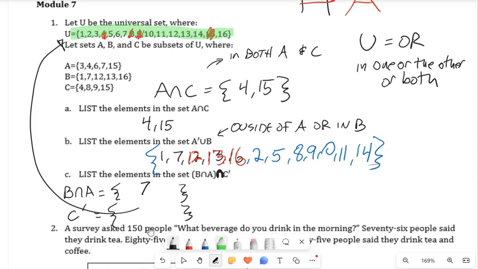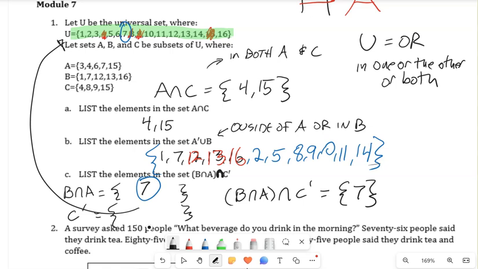Well, is 7 there? There it is, 7 is there, and 7 is there. 7 is in both the outside of C set and in both A and B sets. So, B and A and outside of C consists of the number 7. So 7 is both in A and B, and it's outside of C.